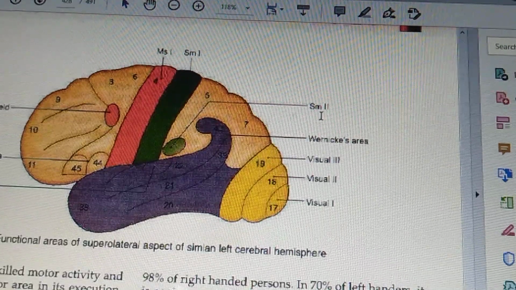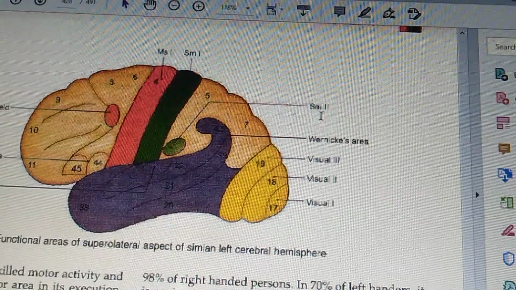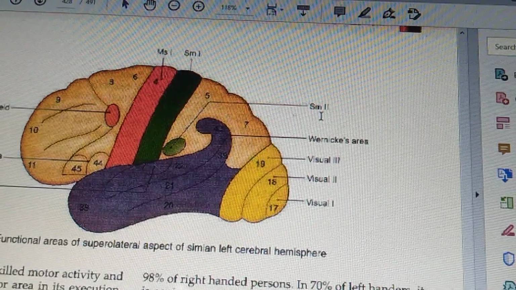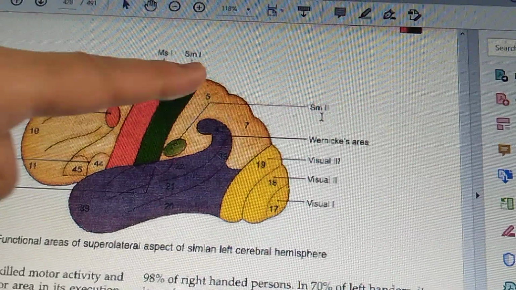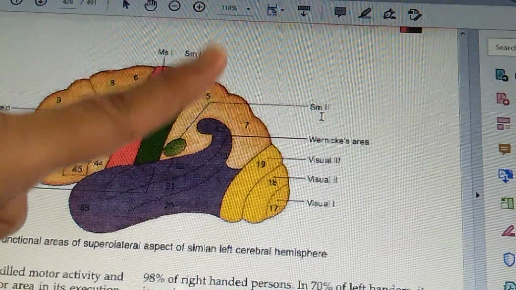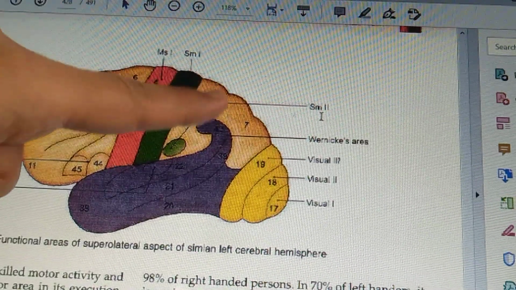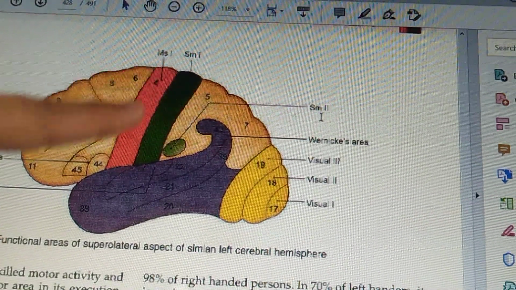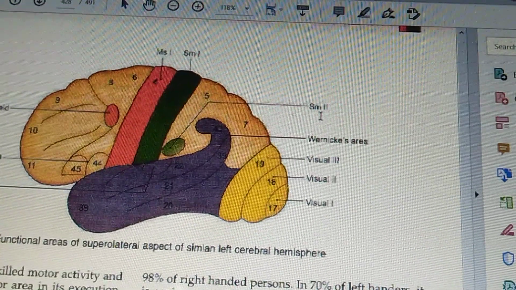It receives afferents from the first sensory area and has reciprocal connection with the dorsal tier of the nuclei of the lateral mass of the thalamus. So from where is it receiving? It is an association cortex, so it will show the associations. It will receive the fibers from this SM1, that is the first sensory area.